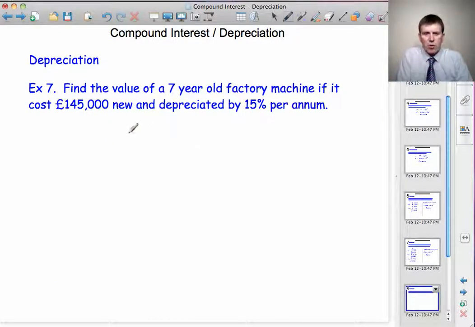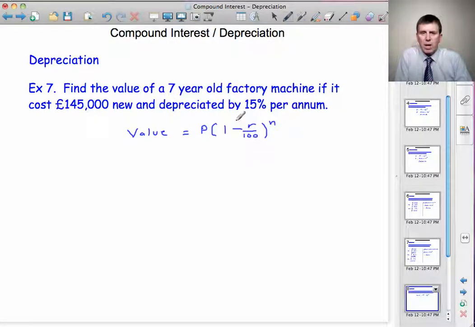Let's try and write down a formula for this. The value of the depreciated item is equal to the principal that you spend on it in the first place, and this time instead of 1 plus r over 100, it's 1 minus r over 100 to the power n. That's how you take off r% and multiply by that percentage that's left each year. So it's to the power n because you're doing it for n years.